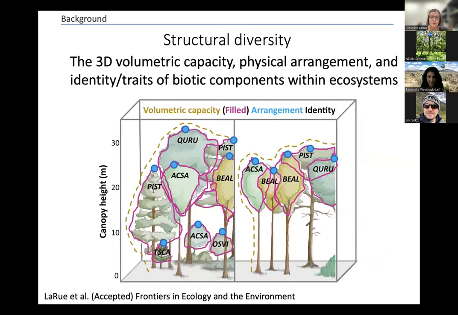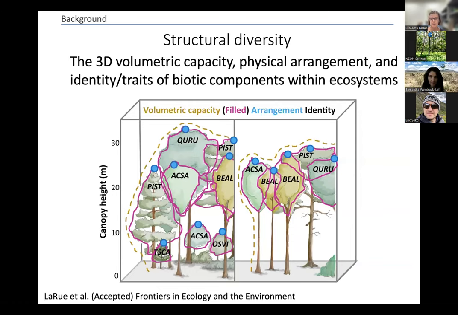So more specifically, I use a type of diversity that we are calling structural diversity, and that's described as the three-dimensional volumetric capacity, the physical arrangement, and the identity and traits of biotic components within ecosystems. So I have a little cartoon to illustrate what I mean by these different aspects of structural diversity.